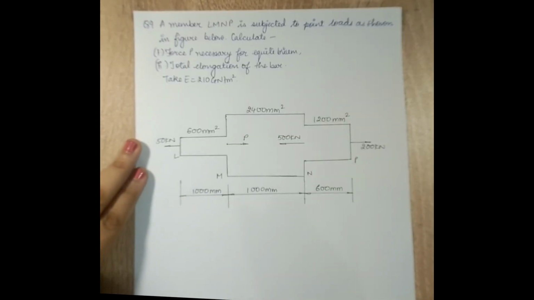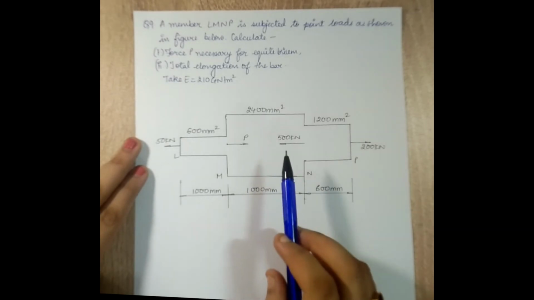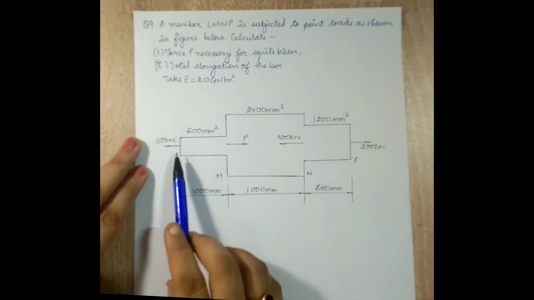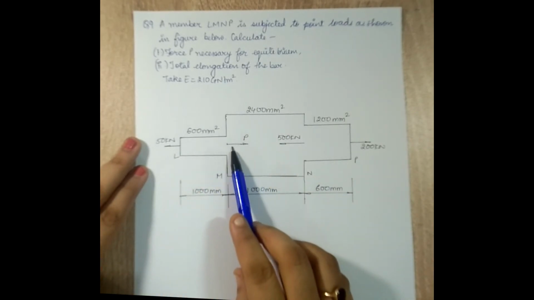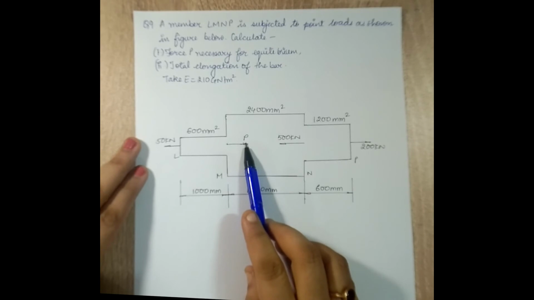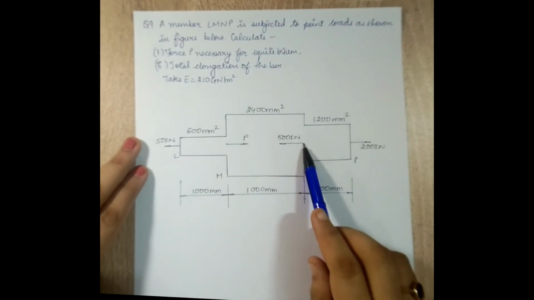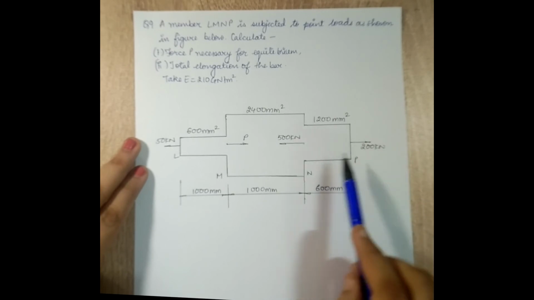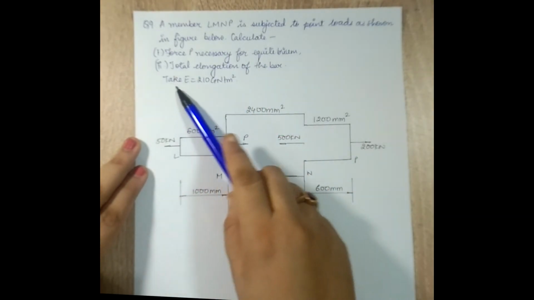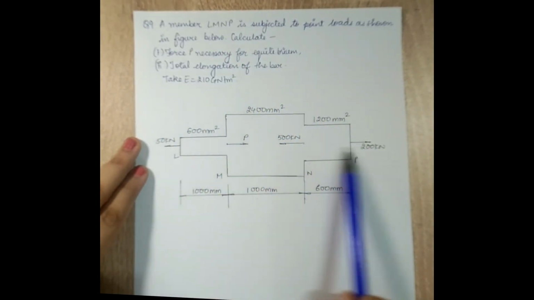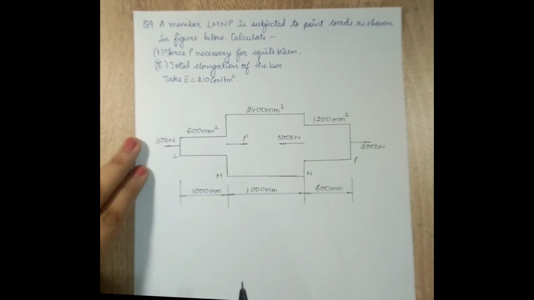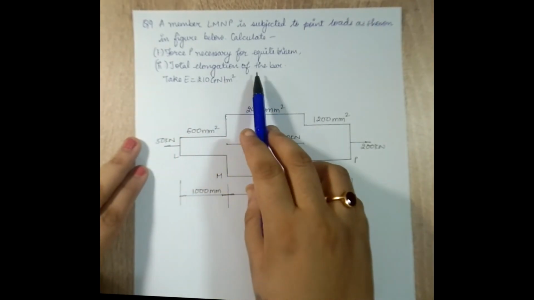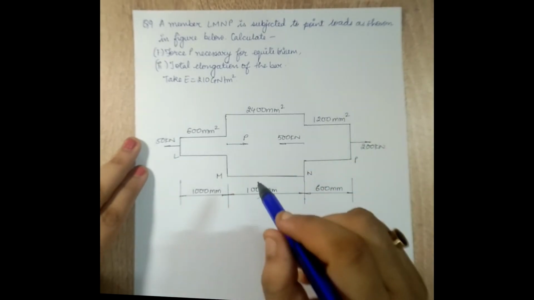Let's take up another numerical now. A member LMNP is subjected to point loads as shown in the figure. You can see at L 50 kilonewton, at M there is a load P whose value I do not know, at N the load is 500 kilonewton and at P the value is 200 kilonewton. I have to calculate the force P necessary for equilibrium. So I need to calculate the value of P and I need to find total elongation of the bar.